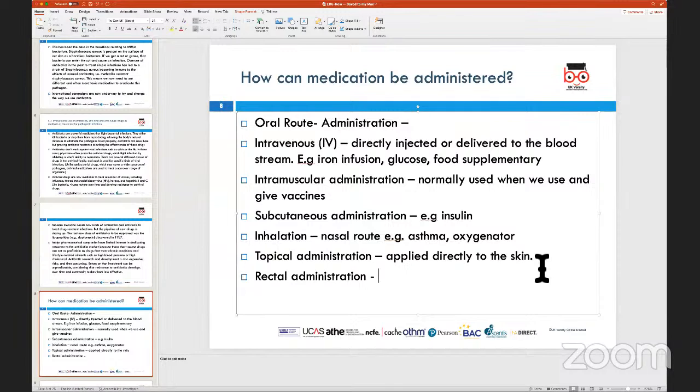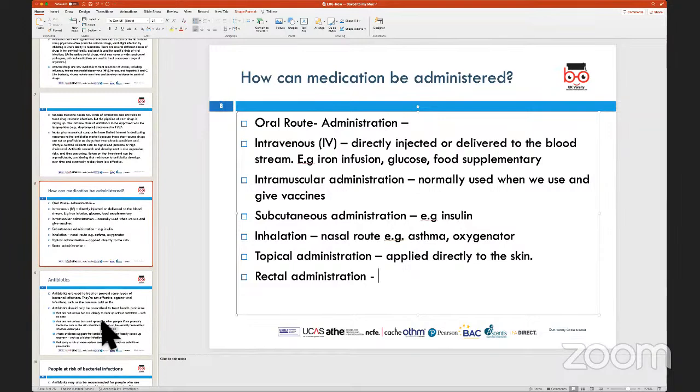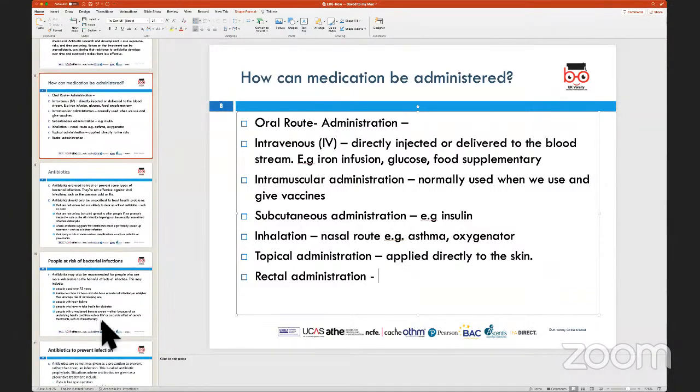So typical creams or topical creams which are administered can also be administered using the rectal route, and that is where you would generally see them being used in conjunction with oral and intravenous administration of drugs. So these are the different routes through which we can look at how medication can be administered in the human body. Is that okay?